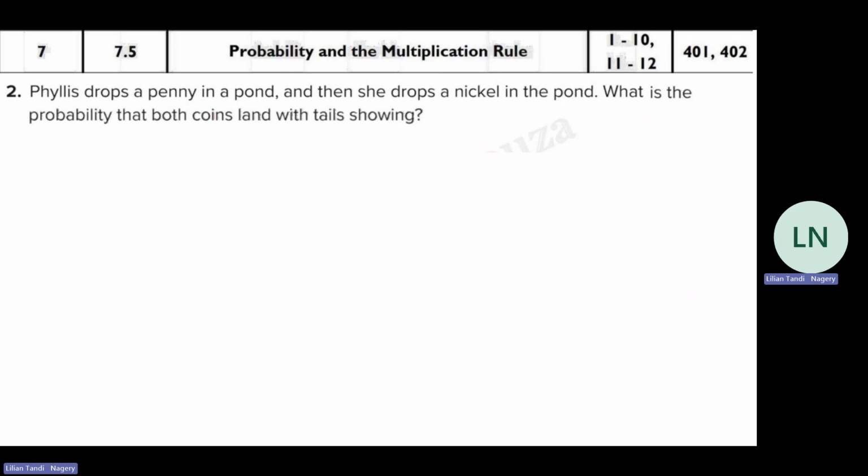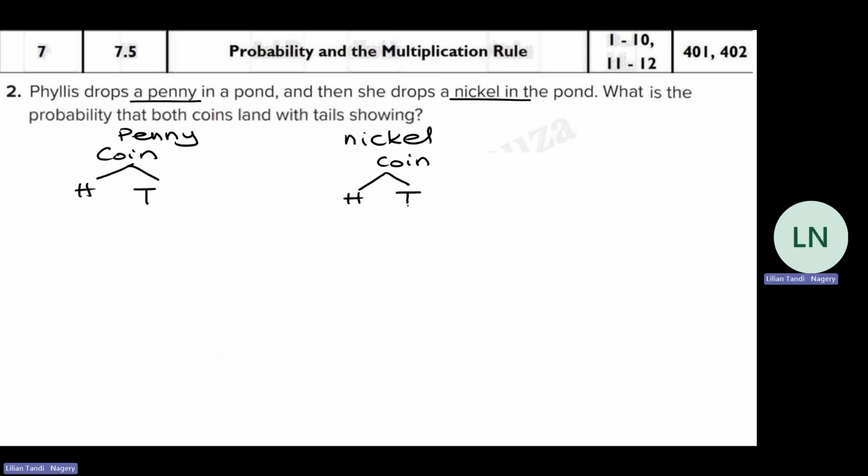Phyllis drops a penny in a pond. A penny is a coin. Okay, see, now they didn't tell you it's a coin. They want you to know by yourself that a penny is a coin. And in a coin, you have heads and tails. So this is for the penny. And then she drops a nickel. A nickel is another coin, so she has a head and tail. What is the probability that both coins land with tails?